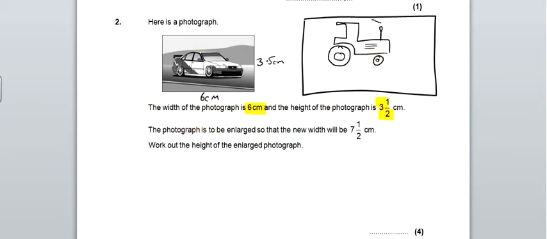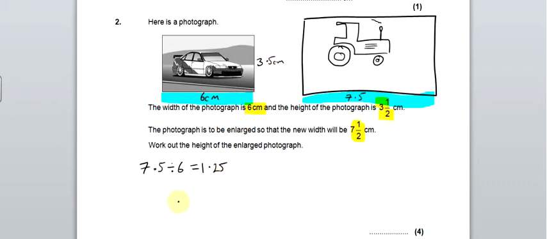Now, the photo is going to be enlarged. The new width is 7.5. So we know that the new width is 7.5. And you can see here what they've done. They've given us two corresponding sides so that we can work out a scale factor. How do we turn 6 into 7.5? Very straightforward to work that out. 7.5 divided by 6, which gives us 1.25. So the scale factor is 1.25.